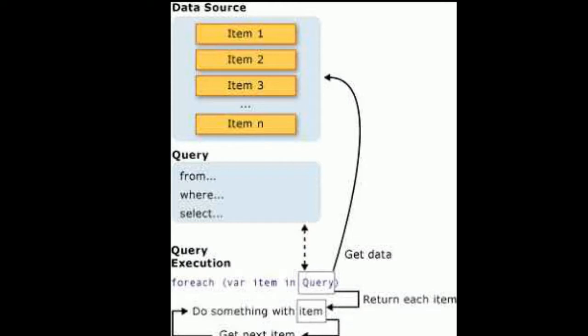Here is a simple architecture provided by the Microsoft documentation. Here is the data source. Data is stored in the form of item 1, 2 till n. You have to query, and the query has syntax keywords like from, where and select. You loop through each of the items, get the data, manipulate it and return each item, then go back to the loop and fetch the next item until your last item is processed. So this is how LINQ works, and let's see how to do it online.